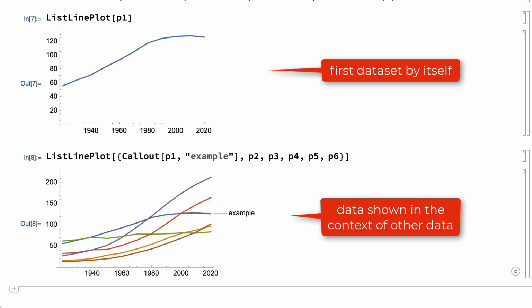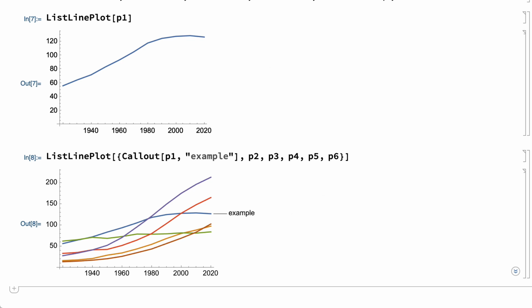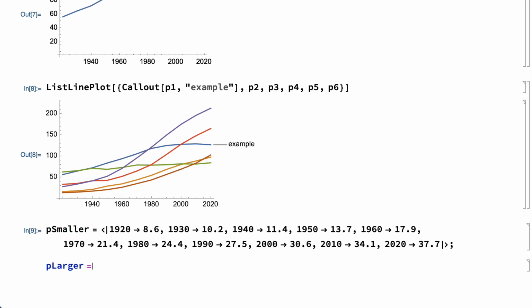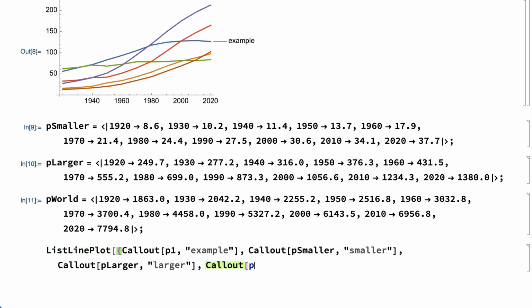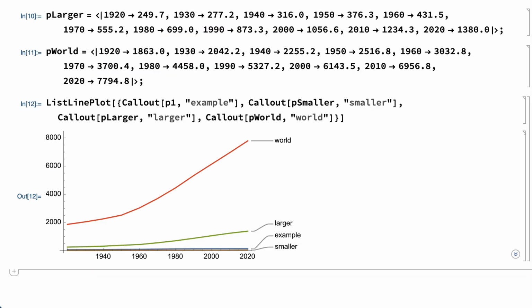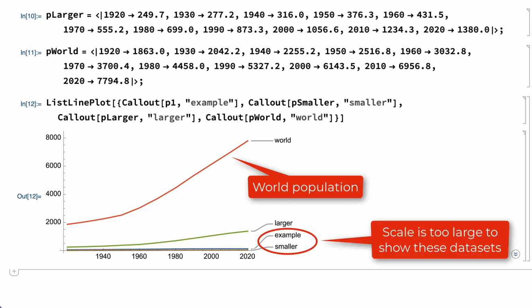One common issue when comparing data sets is that the numbers in one data set may be much bigger or much smaller than the numbers in other data sets. For example, these inputs introduce population data for the entire world and for two other countries with very different populations. A plot of this data, together with the population data for the example country, uses a vertical scale that is sensible for showing the population of the world, but on that scale, some of the data is barely visible.